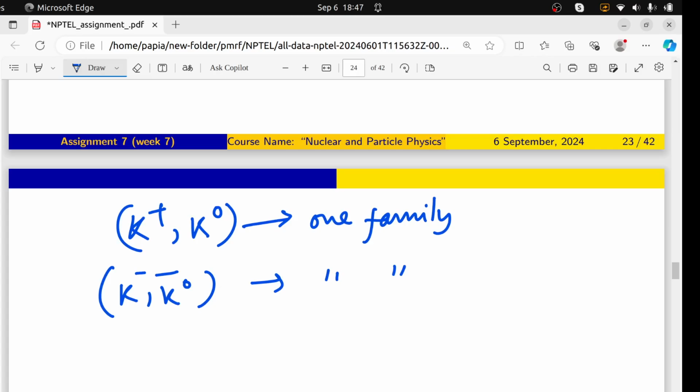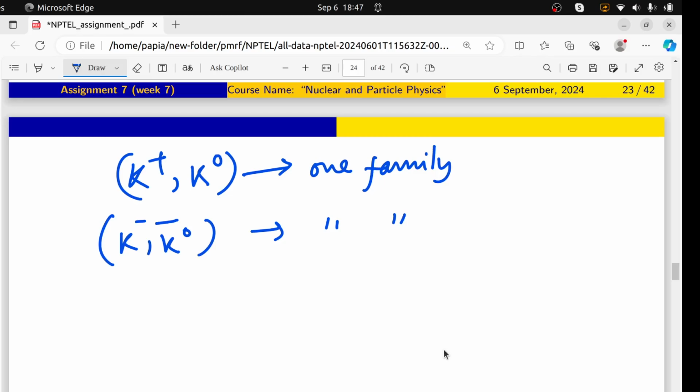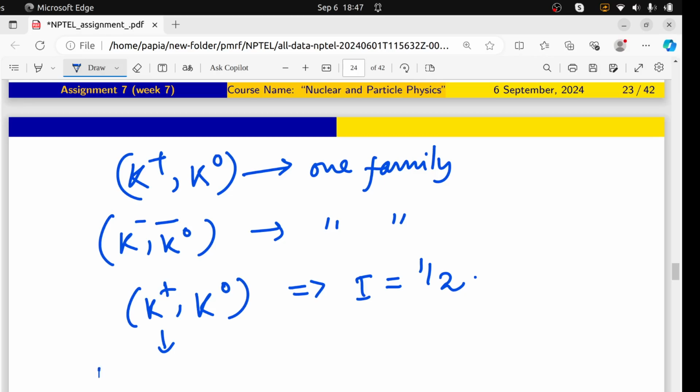So why am I telling this one? Because that will solve all the options given in that question. You can see K plus K0 is in one family. That means K plus K0 has the value of isospin as half, because 2 members are there. Now for K plus, I3 is half. For K0, it will be minus half.